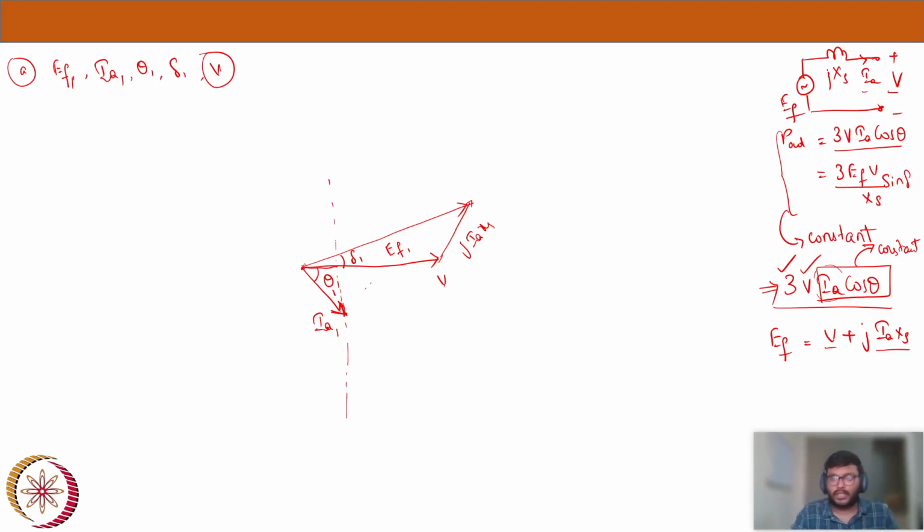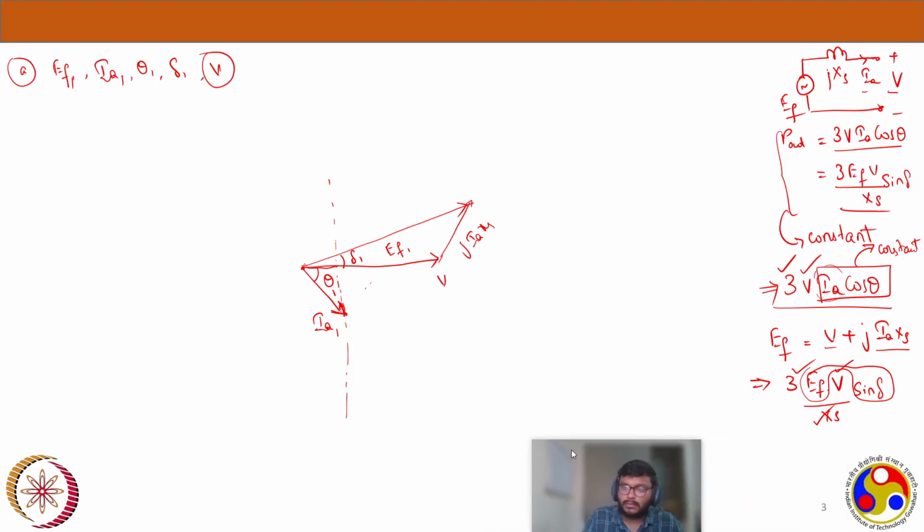Now, from this particular equation, I again write here, 3 EF V by XS sine delta. This is also constant, because this is also the output power. Now 3 is constant, V is constant, XS is constant. What needs to be constant? This product EF sine delta needs to be constant, because I already told that our output real power should be constant.